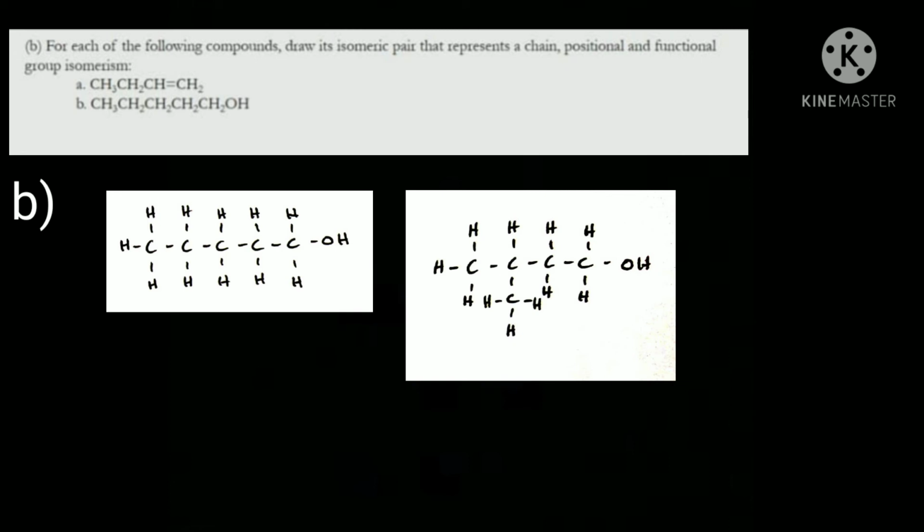Our second chain isomer, we draw them as 3-methylbutan-1-ol, which the branch of CH3 we change them at the third carbon.